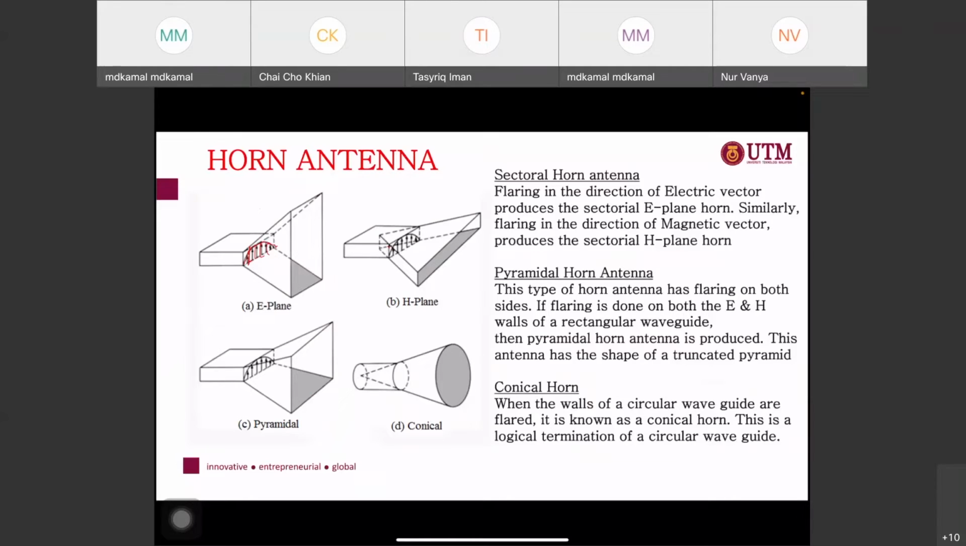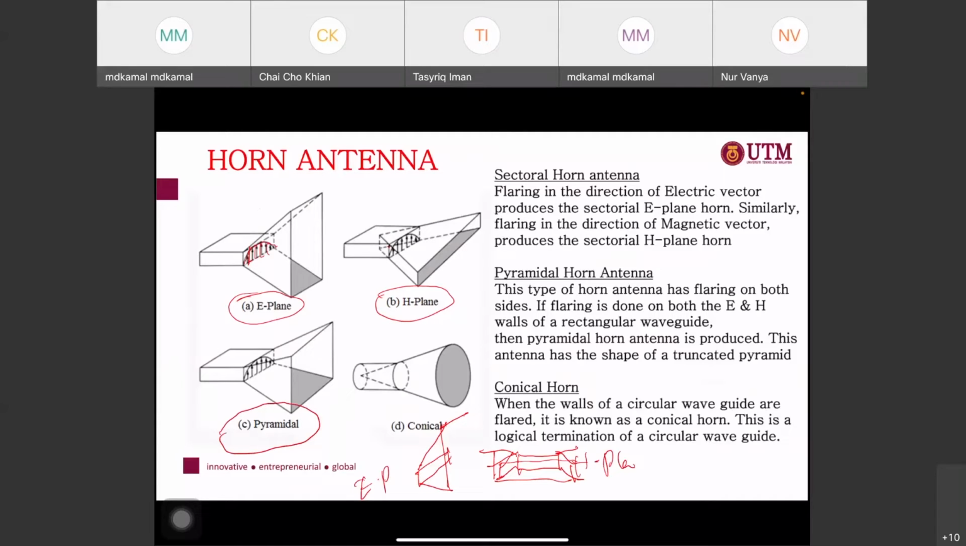The aperture comes from the A here. Okay. It will become like a horn. This is what you call the sectoral horn. So we can have it in terms of E plane or H plane. So I hope that you understand. So the aperture here is your E plane. If you combine both E plane and H plane here, that's why you got the pyramidal.